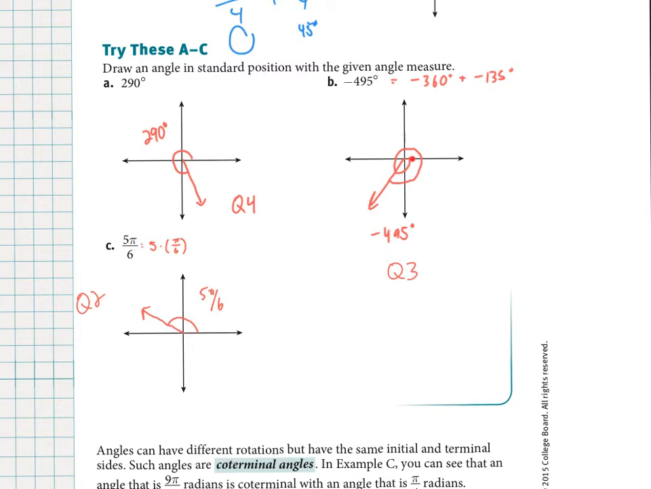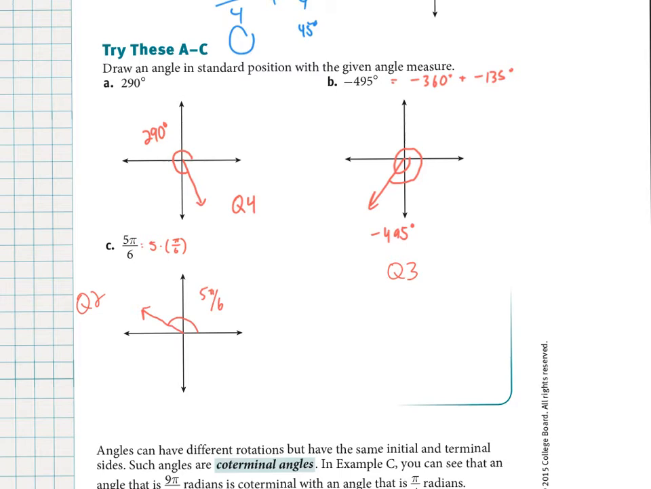Negative 495. So now I'm rotating the opposite direction, a full 360. So I split this up into a full 360 and then another 135 degrees, so that's negative 90, and another negative 45. I'm going to be 45 degrees short of the x-axis here again. That'll come up later. And I'm in quadrant 3.